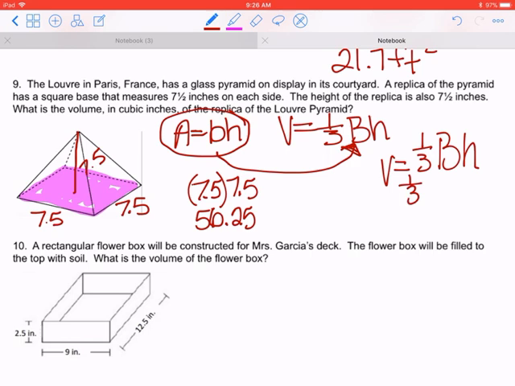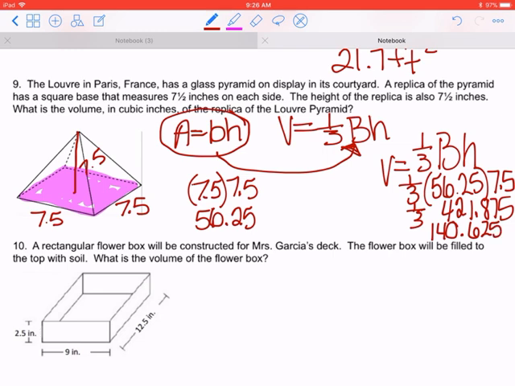So now I have 1/3 times 56.25 times the height of 7.5. I'll multiply the 56.25 by 7.5 and get 421.875. Then I need to divide that by 3, and I should come up with 140.625 inches cubed.